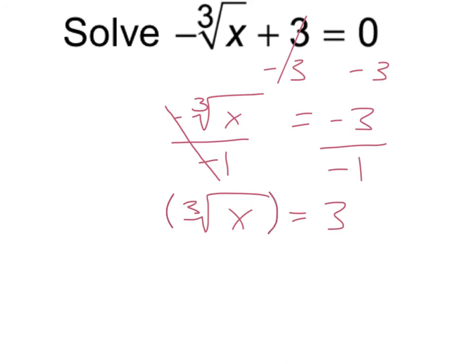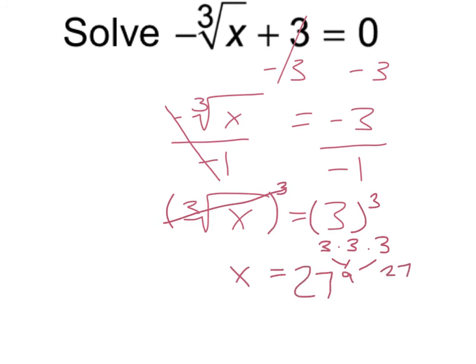So to get rid of our cubed root, we're going to cube both sides of our equation. So it cancels out on the left side, so we get x is equal to 3 cubed, which is 3 times 3 times 3. 3 times 3 is 9. 3 times 9 is 27. So x is equal to 27.